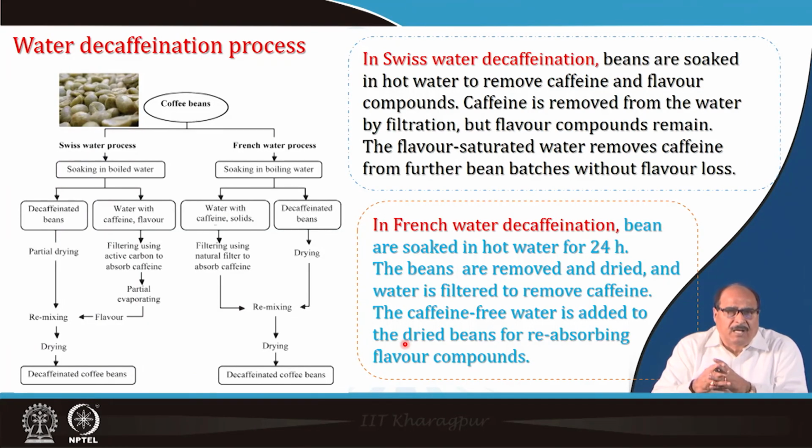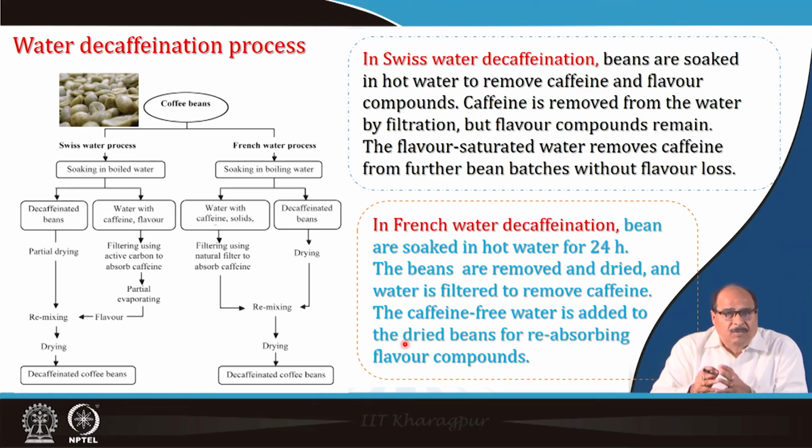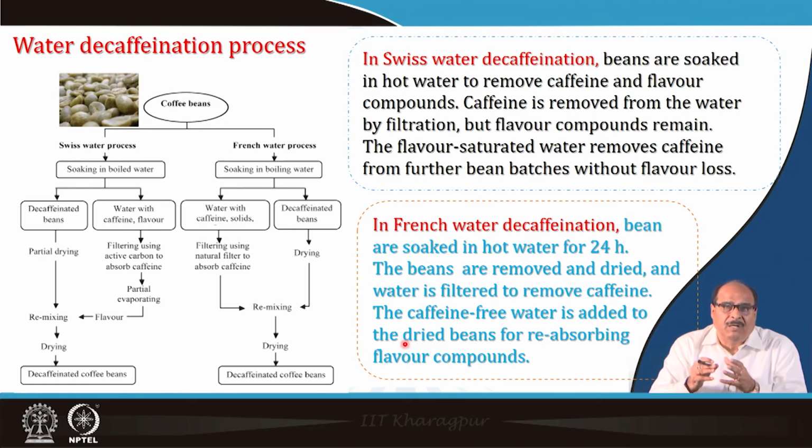Then the water decaffeination process, the process flow chart is shown here in the figure. There is a Swiss water process or a French water process. In the Swiss water decaffeination process, beans are soaked in hot water to remove caffeine and flavor compounds. Caffeine is removed from the water by filtration, but flavor compounds remain. The flavor saturated water removes caffeine from further bean batches without any flavor loss.